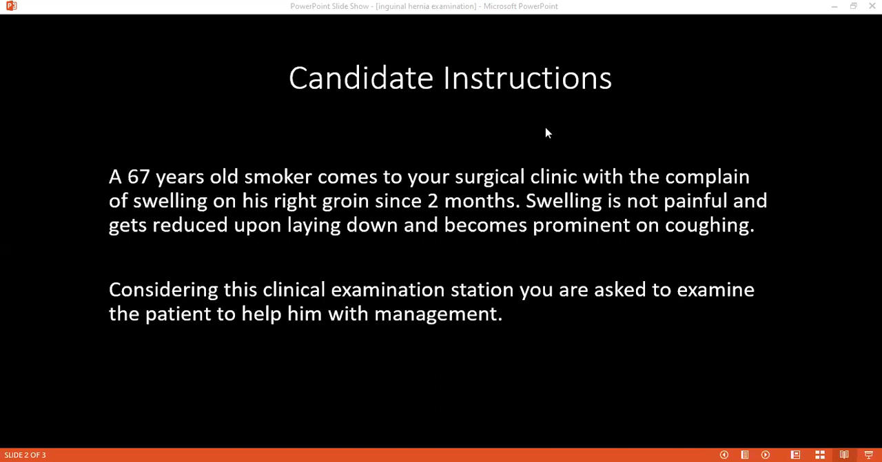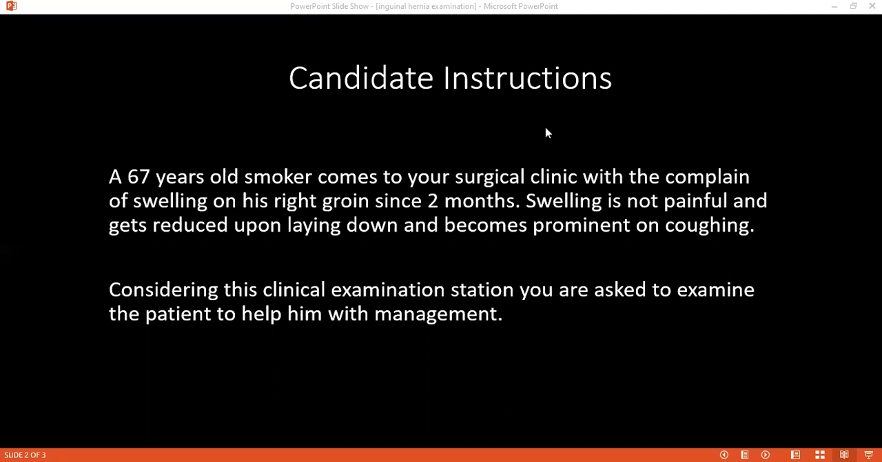Ma'am, once I am done, I will thank the patient and ask him to dress himself. Or you can offer to assist him, because the patient is 67 years old. Yes, ma'am.